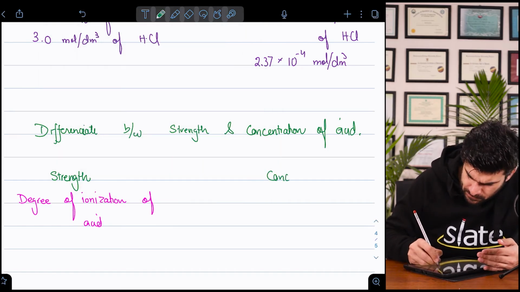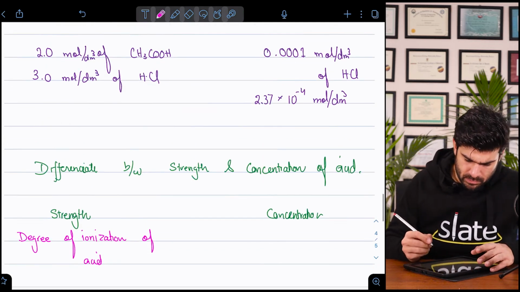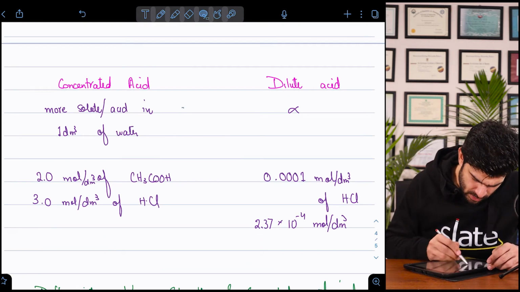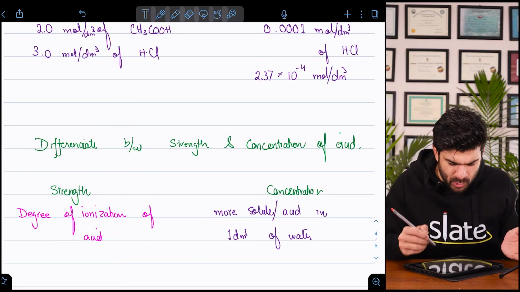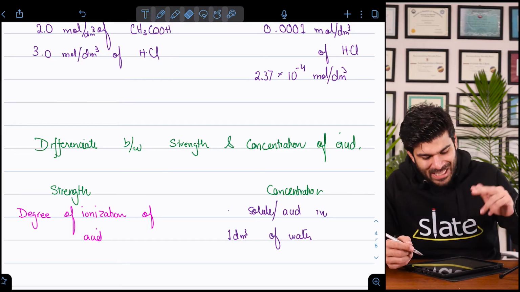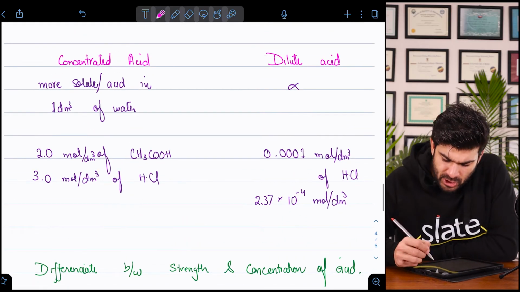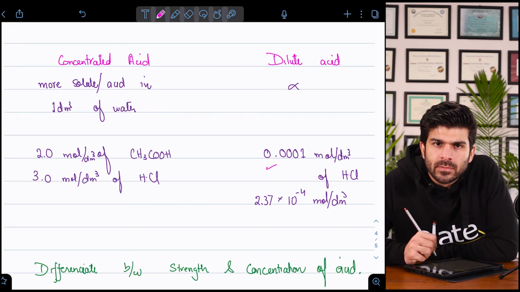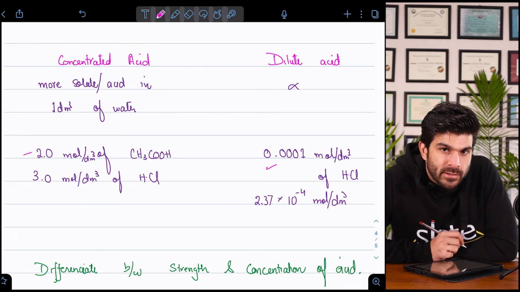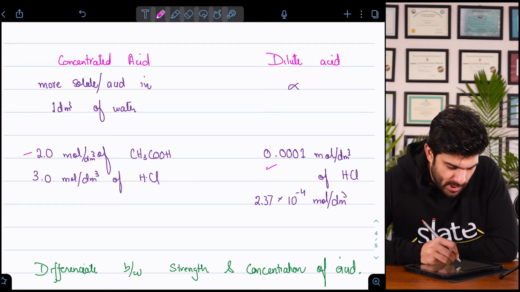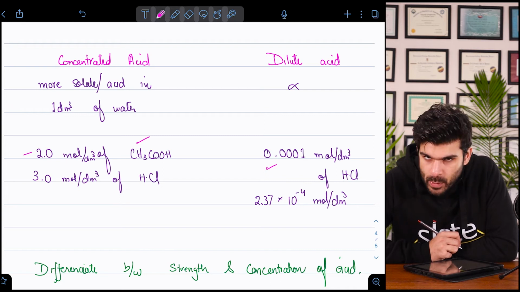and concentration is the amount that we talked about here. The amount of solute in 1 dm cube of water. That's concentration. But the important point is, here, can you just see I have diluted HCl quite a lot, and ethanoic acid is very concentrated. But does that make ethanoic acid a strong acid? Not at all. It will still be a weak acid.